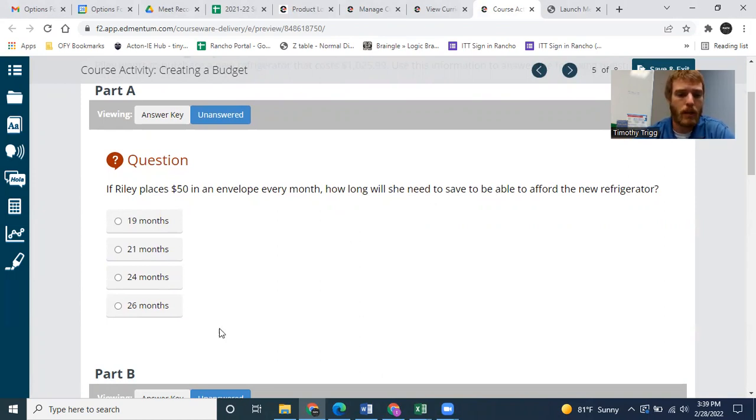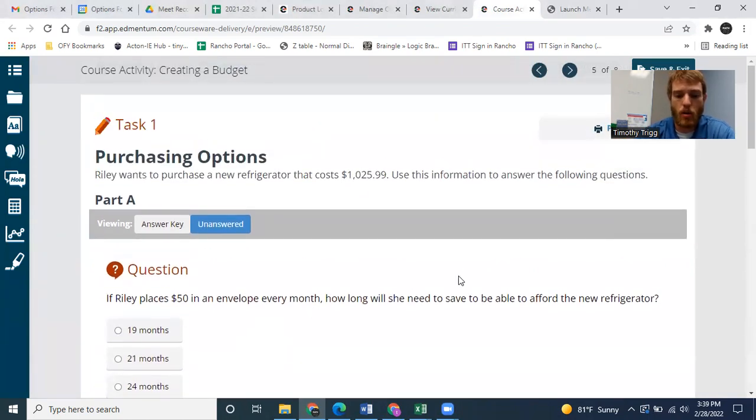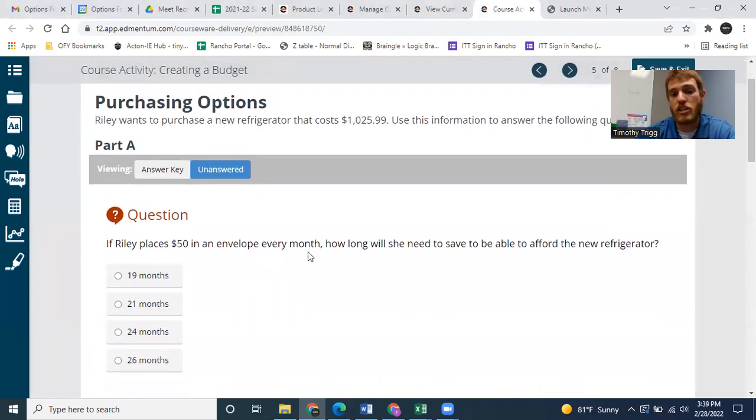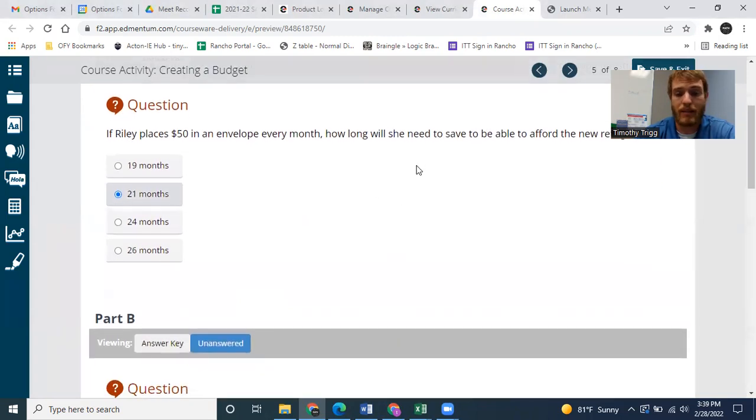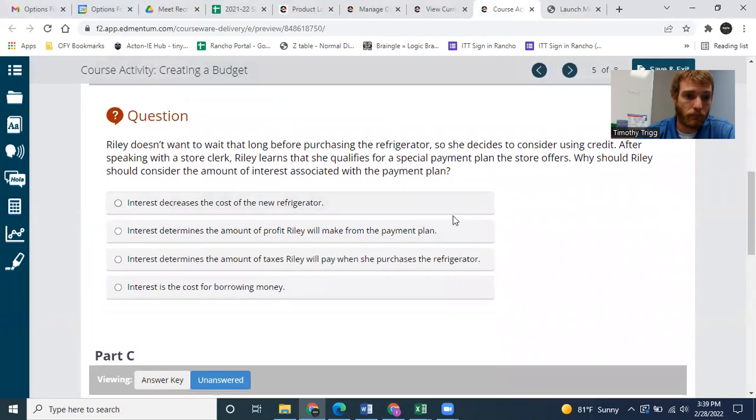What you're just going to do is take the price of the refrigerator, in this case $1,025.99, and divide by the amount she's saving each month. So in this case, $50. You should get 20 point something, but in other words, 20 months won't be enough. You'll have to save for one more month in order to have enough money. So 21 months is the answer there.